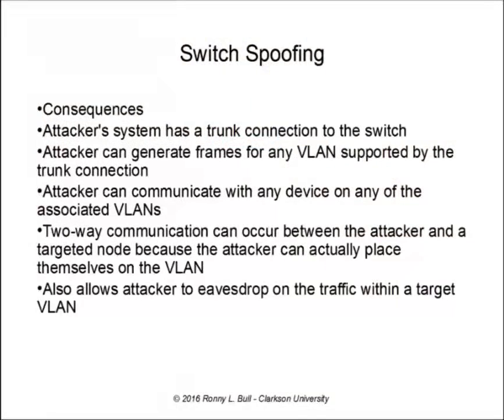So, some of the consequences of this: basically the attacker can have a full trunk connection to the switch. They can make themselves into a trunk, spoof themselves as a switch, which allows them to have two-way communication on that VLAN. They place themselves directly on that VLAN, allowing them to eavesdrop on the traffic and send messages to and from systems on that VLAN.